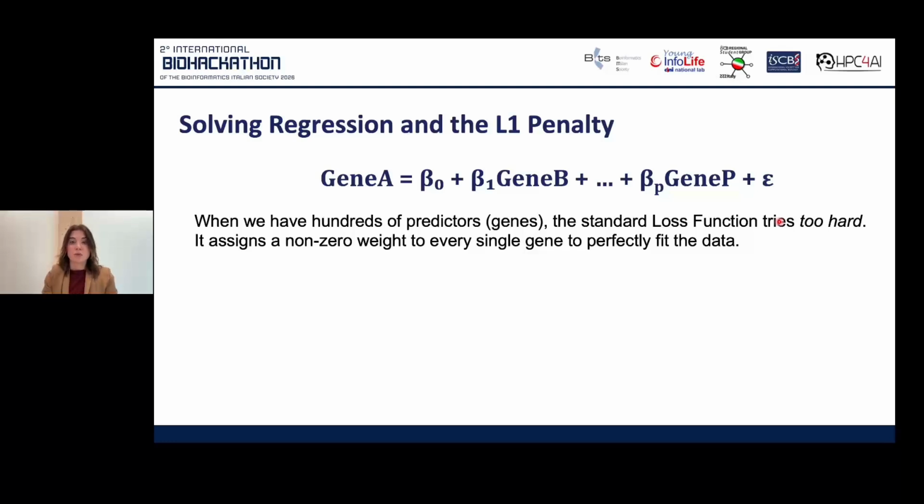So in this type of setting, the standard loss function becomes problematic, because it will try to use every single gene to explain the outcome, and it will assign a non-zero, even if small, weight to all of them. So it will capture a lot of noise from our data and less biology.